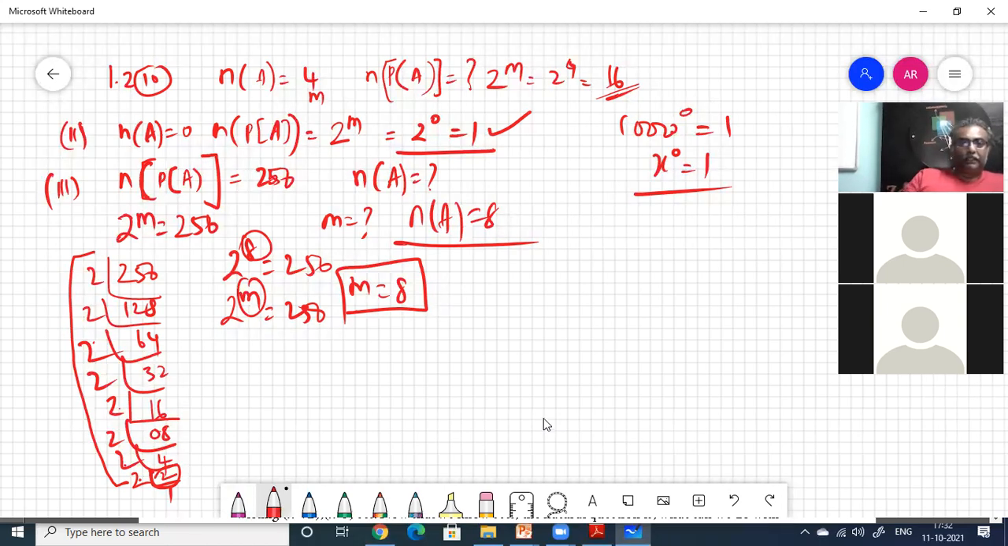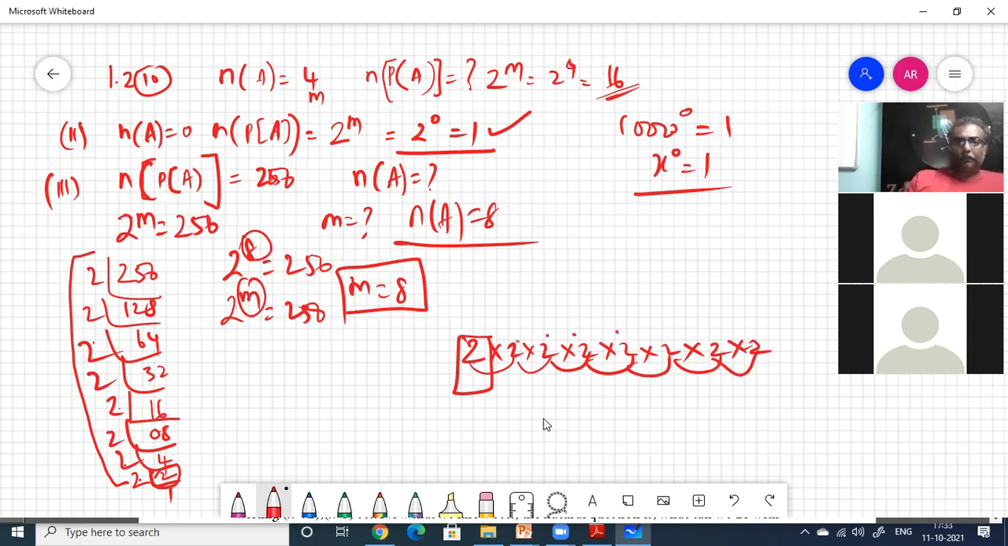You can just keep multiplying by 2. 2 into 2, how much? 4, 8 into 2, 16 into 2, 32 into 2, 64 into 2, 128 into 2, 256 is coming. So 2 is multiplied how many times? 1, 2, 3, 4, 5, 6, 7. 4, 8, 16, 32, 64, 128, 256. So how many 2s are there? 1, 2, 3, 4, 5, 6, 7, 8. So 8 2s are there.